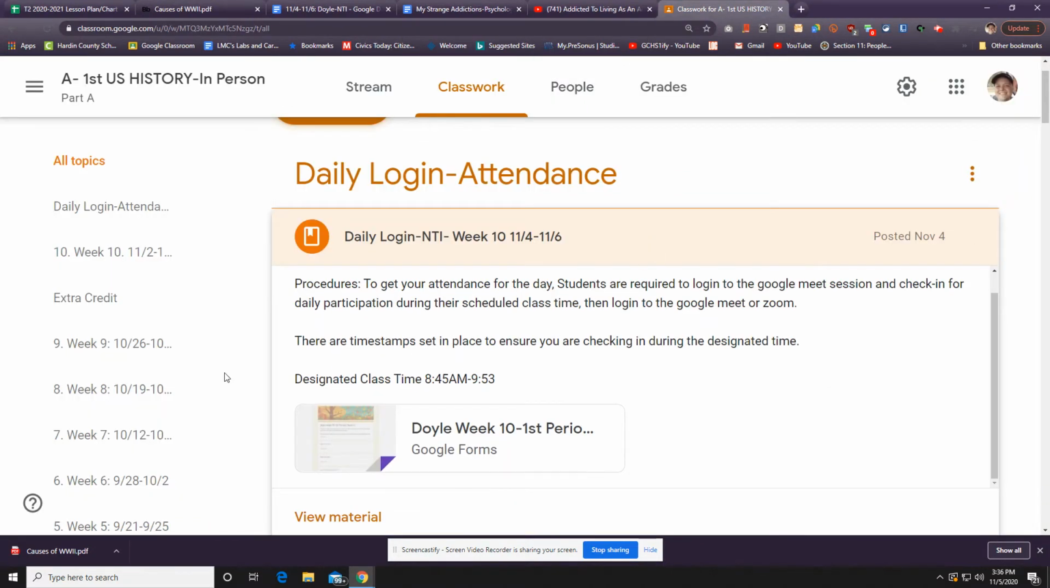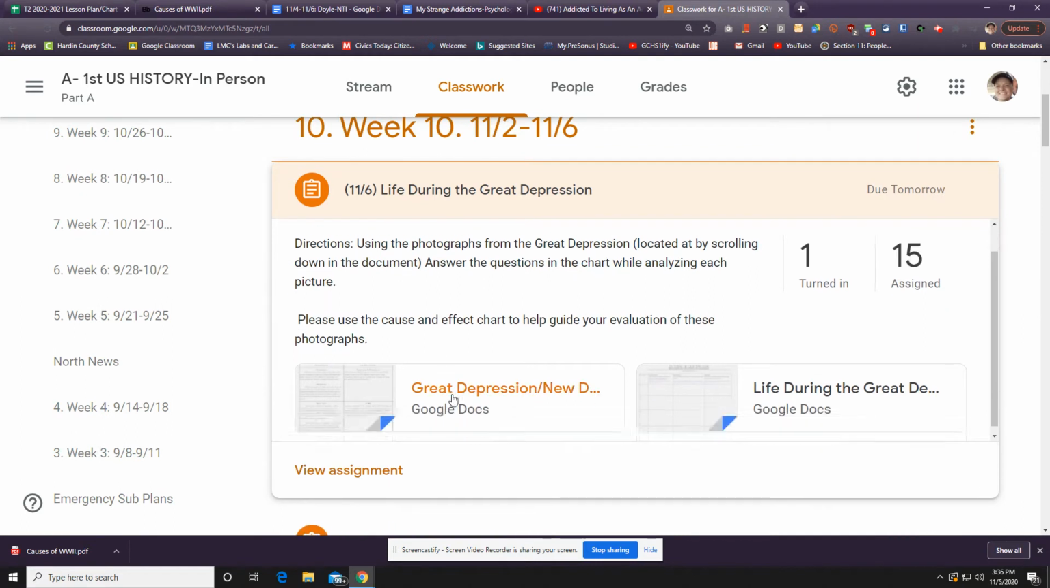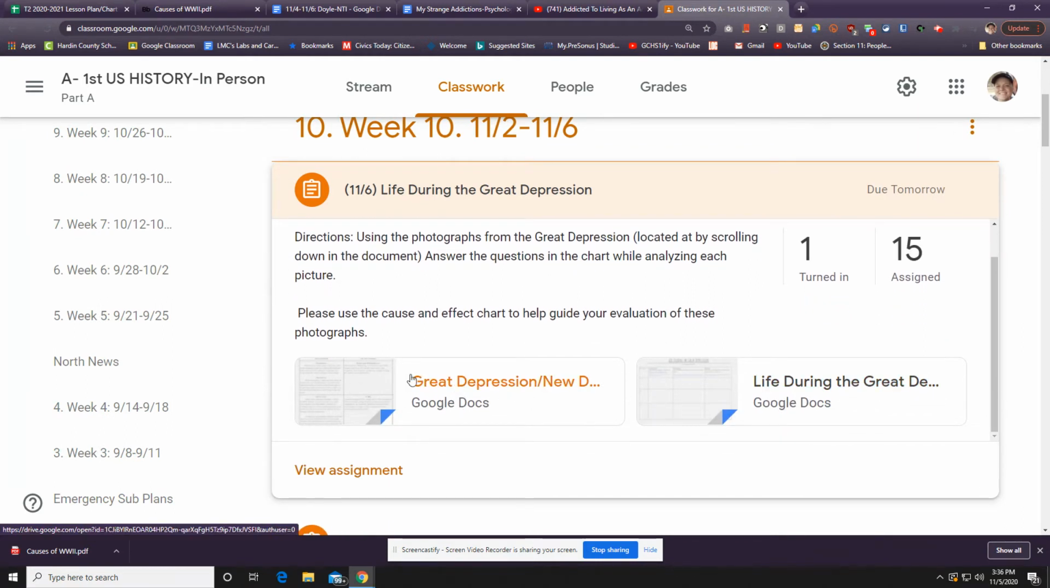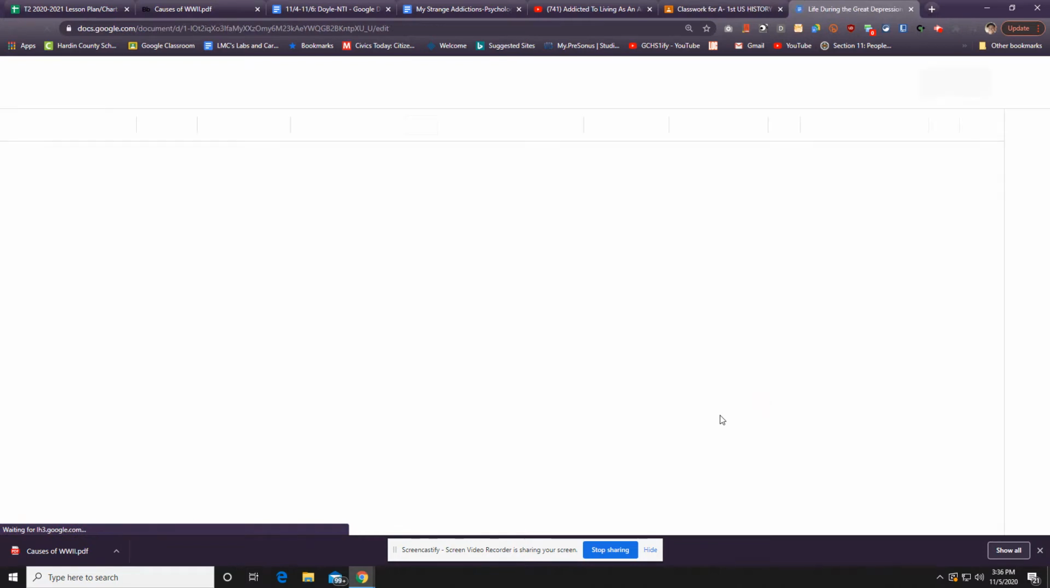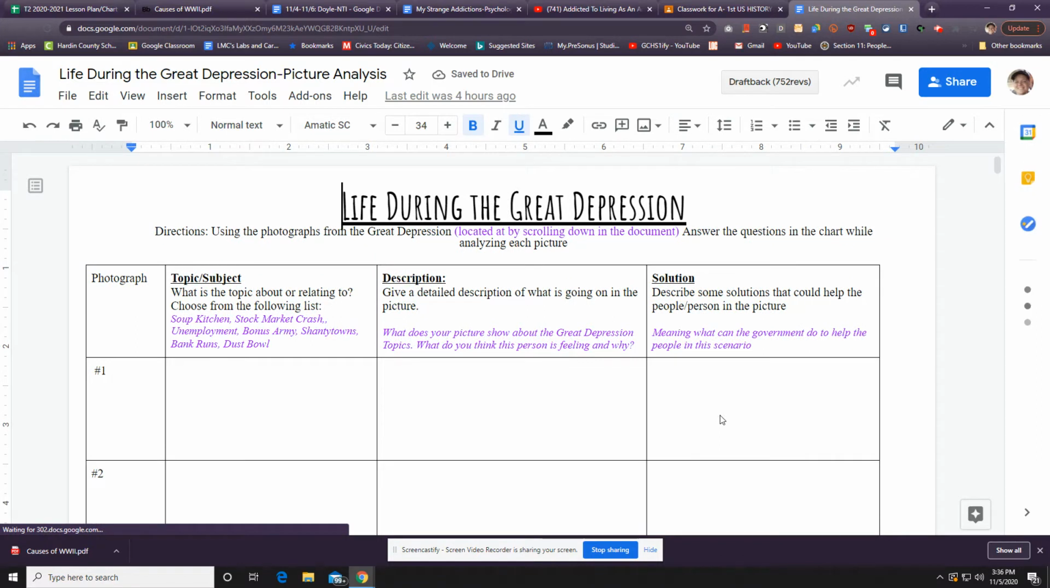But now let's go ahead and get started with today's assignment. So life during the Great Depression. Notice there are two documents right here that you have access to. But let's go ahead and begin talking about life during the Great Depression, what you're going to be doing today. You have about 7 or 8 photographs that you're going to analyze, and you can use the photographs, which are located by scrolling to the bottom of the document, to answer these questions in the chart.